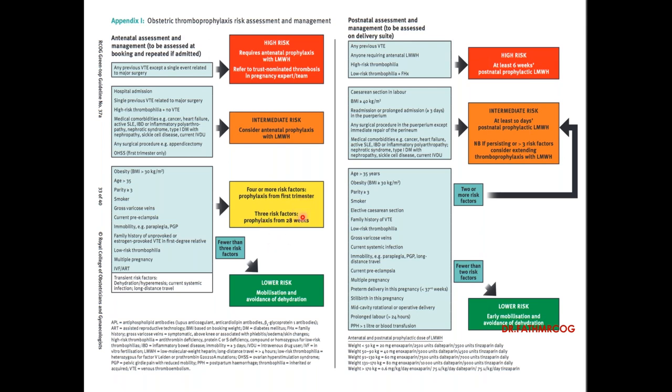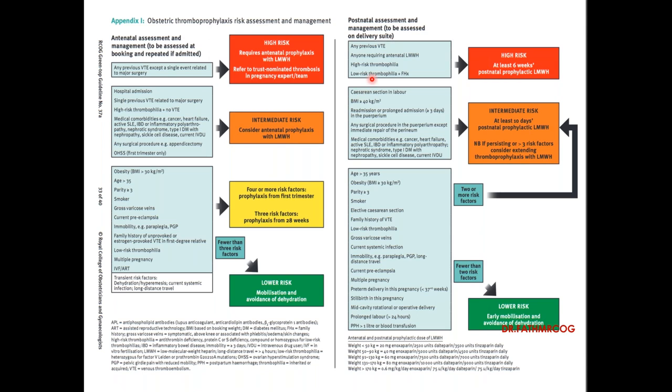And with 3 risk factors, we start prophylaxis from 28 weeks. And if there are fewer than 3, 2 or less, this is lower risk. Just advise her on mobilization and avoidance of dehydration. There are also transient risk factors: dehydration, hyperemesis gravidarum, and current systemic infection.